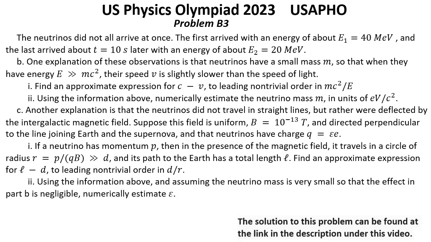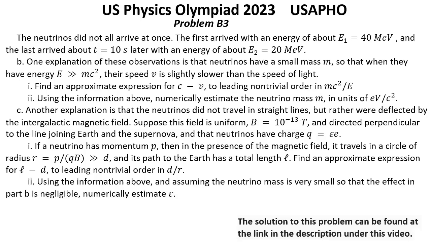Question 1. If the neutrino has momentum P, then in the presence of the magnetic field, it travels in a circle of radius r equal P over QB, which is much greater than d, and its path to the Earth has a total length L. Find an approximate expression for L minus d to leading non-trivial order in d over r.